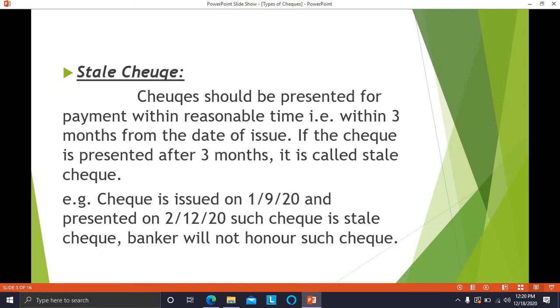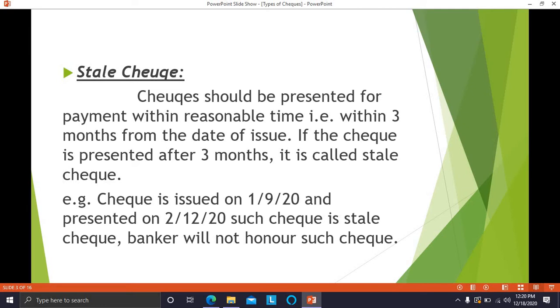For example, the check is issued on 1st of September 2020 and it is presented on 2nd of December 2020. Such check is called a stale check and banker will not honor that check. So already 3 months have passed from the date of issue which is mentioned on the check. Therefore, such check will not be honored. It has to be presented before 1st of December. If it is presented even one day after that particular date, after the 3 months, the check will not be honored by the banker. So this is a stale check.